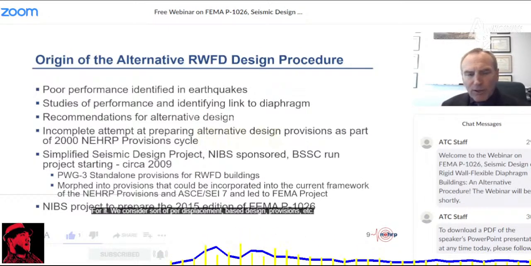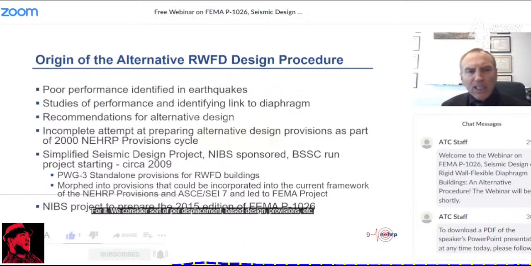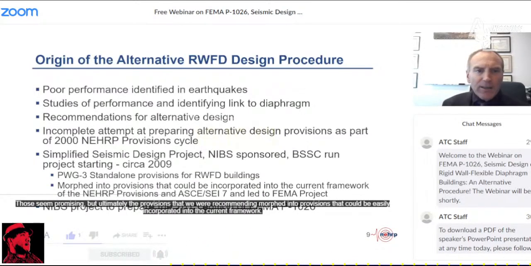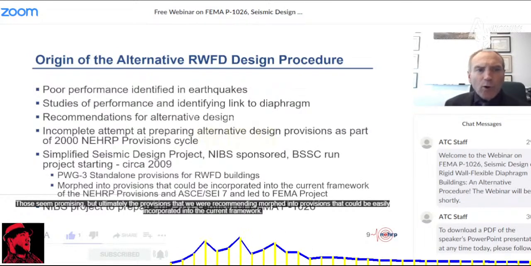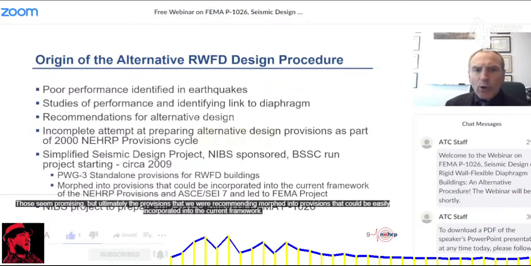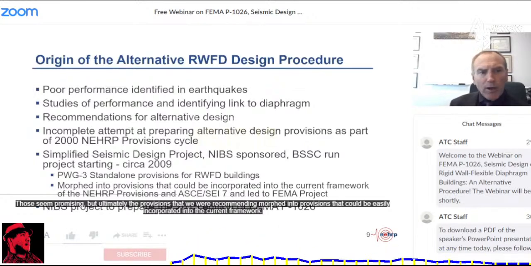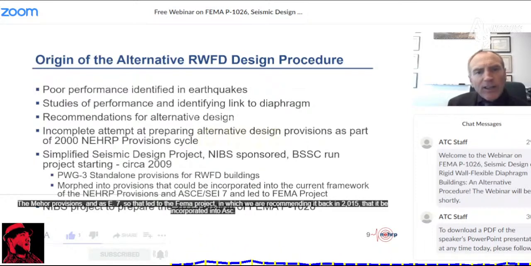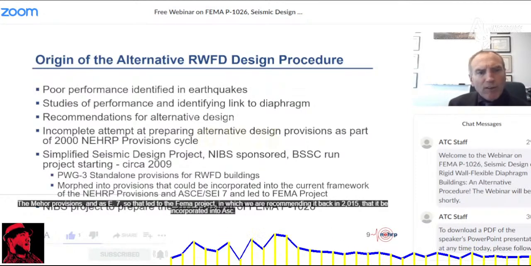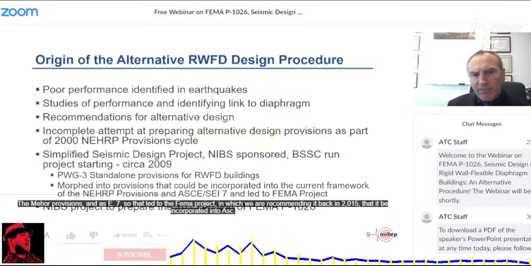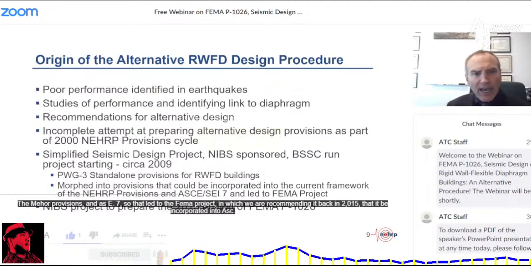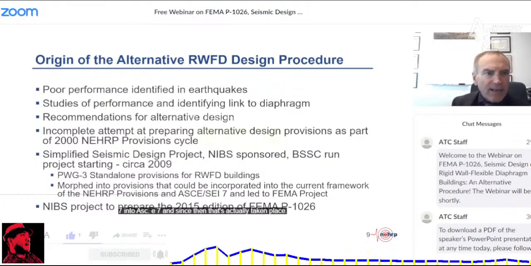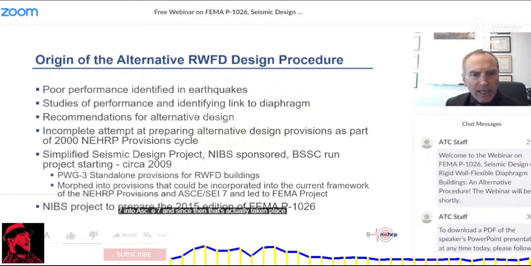We considered displacement-based design provisions, et cetera. Those seemed promising, but ultimately, the provisions that we were recommending morphed into provisions that could be easily incorporated into the current framework of the NEHRP provisions in ASCE 7. So that led to the FEMA project in which we recommended back in 2015 that it be incorporated into ASCE 7, and since then, that's actually taken place.